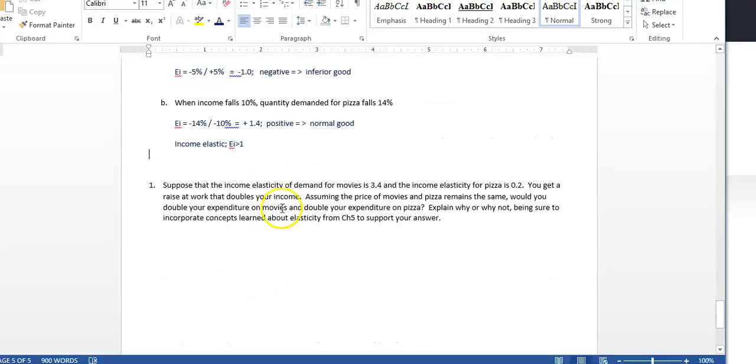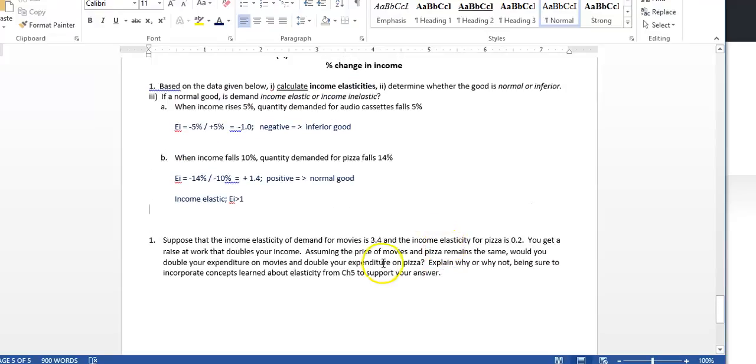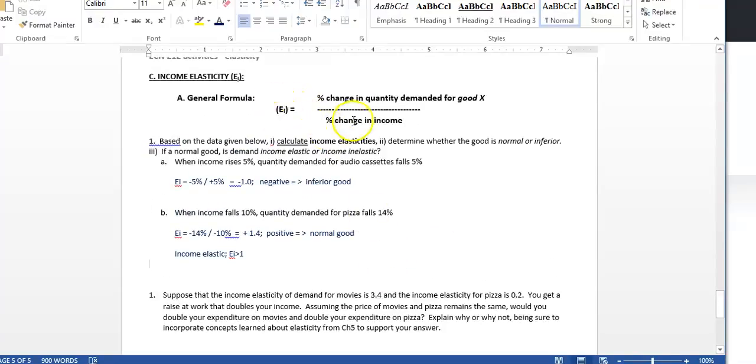The problem down here, again, is just thinking about income elasticity. Movies is 3.4. Pizza is 0.2. That's pretty small. You get a raise at work that doubles your income. Assuming the price of movies and pizza remain the same, would you double your expenditure on movies and pizza? Why or why not? Okay, so come back up here to this formula.